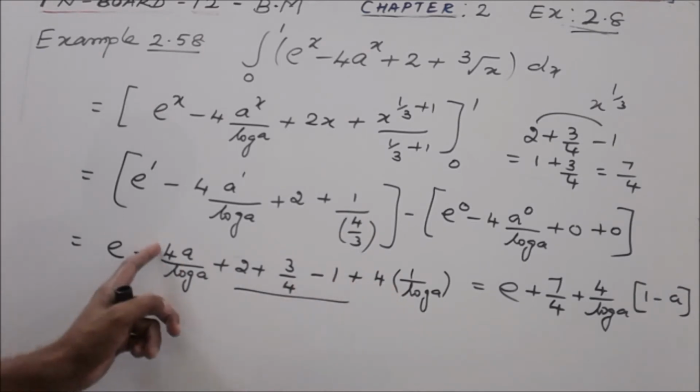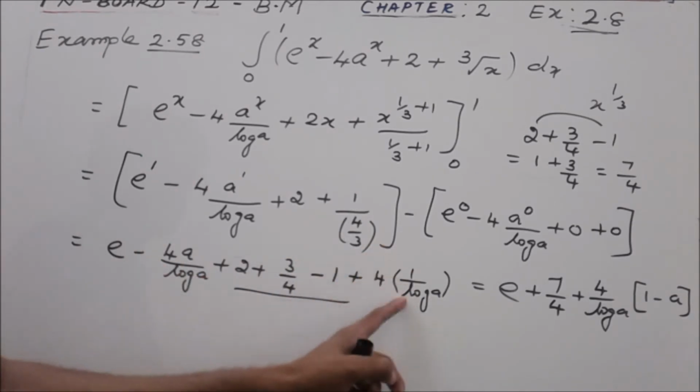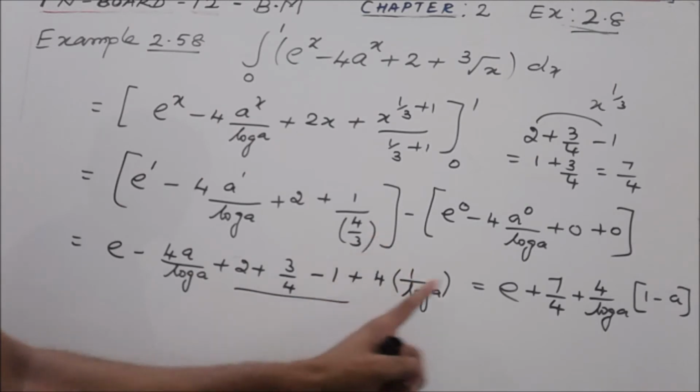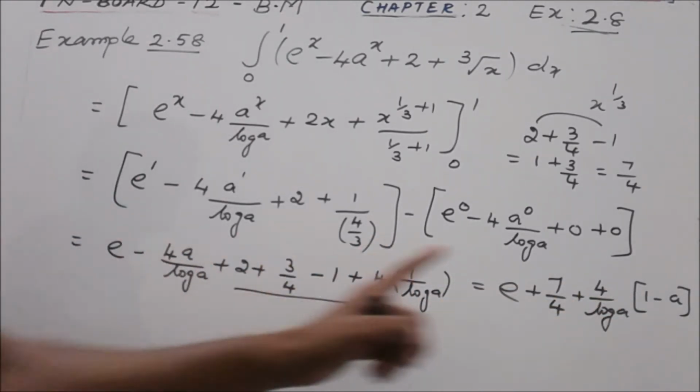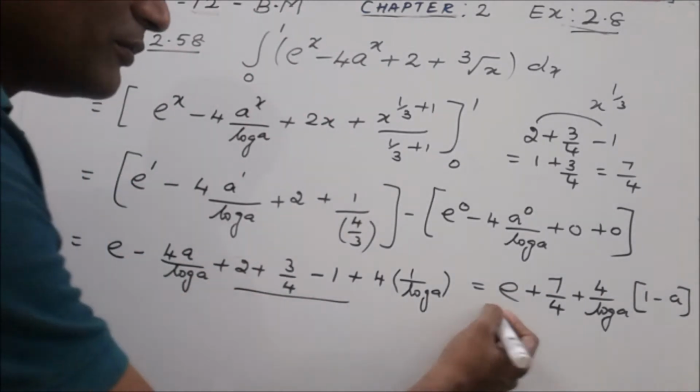From these two, 4 by log a is common, taken out. Here 1 remains. And then here 4 by log a taken out, remaining is minus a, that is 1 minus a. This will be the final answer.